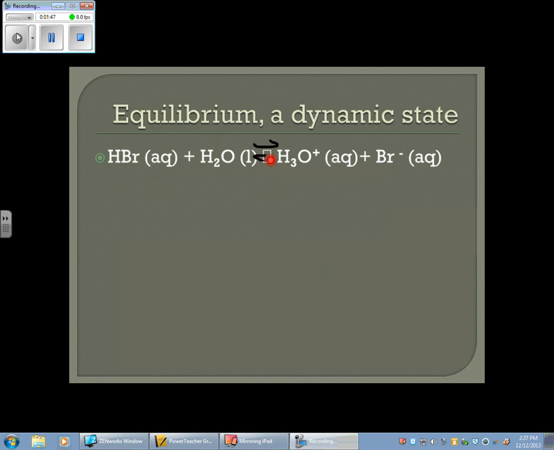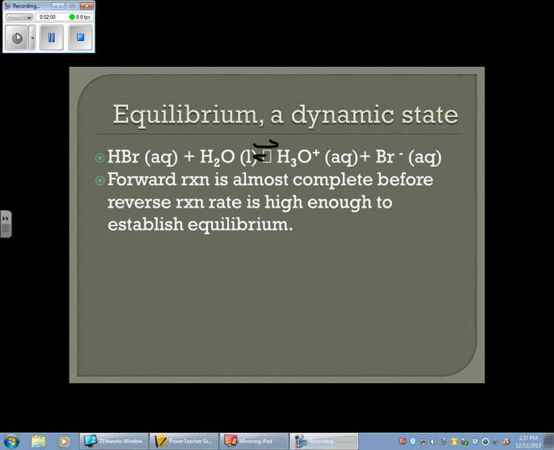Now, if you'll notice, this arrow right here, the small one, this reverse reaction, it's a shorter arrow. Now that's a tiny, tiny little difference. But really what that's telling me is that the forward reaction is almost complete. It is almost completely dissociated before the reverse reaction rate is high enough to establish equilibrium. So for the most part, this is a forward reaction, but there is a tiny, tiny little bit that does go in the reverse. But we do end up with more products than reactants.